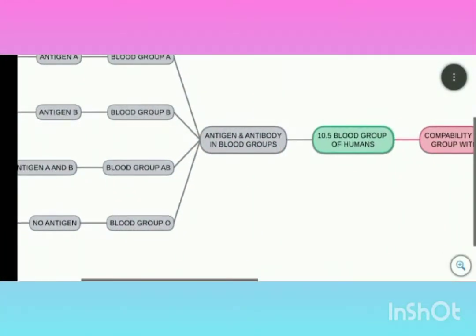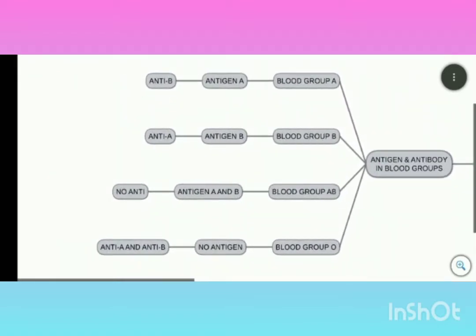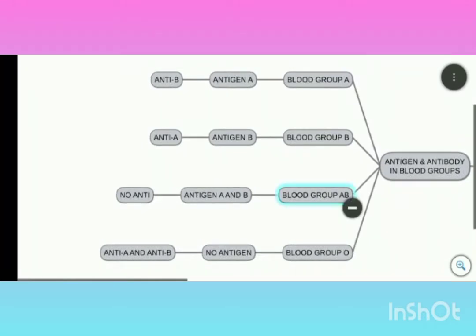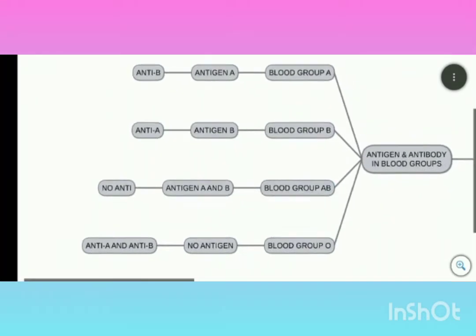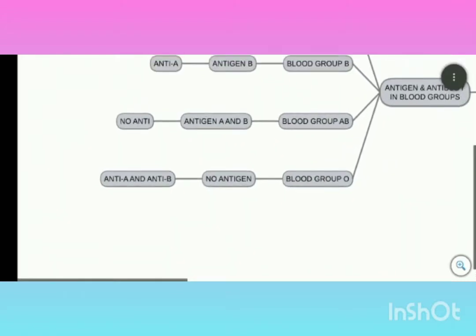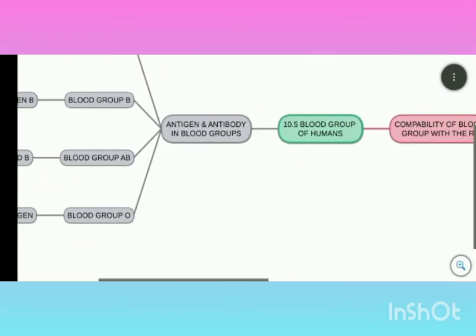So this is the blood group of human. This is antigen and antibody in blood groups. In blood group A, it has antigen A and antibody B. In blood group B, it has antigen B and antibody A. In blood group AB, it has antigen A and B and it has no antibody. In blood group O, it has no antigen and has antibody A and antibody B.